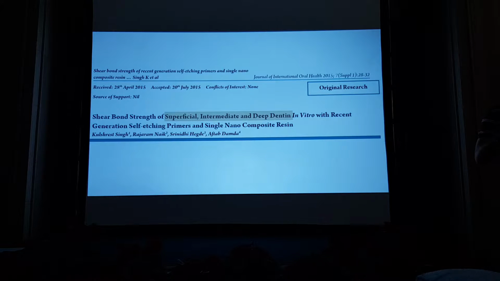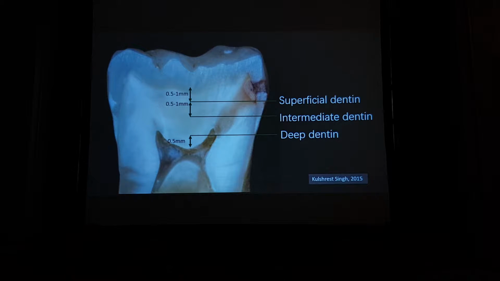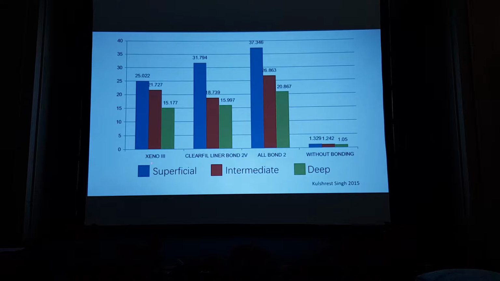Okay, so we know, of course, enamel bonding is better than dentin bonding. But what if it's all dentin bonding? So this study compared the bonding strength of superficial dentin and deep dentin. And they used 3 different bonding systems. And the results are all the same. Superficial dentin has the highest bonding strength. The deep dentin has the lowest bonding strength. Okay. So even though we are prepping into dentin, we still want to keep it in the superficial layer.